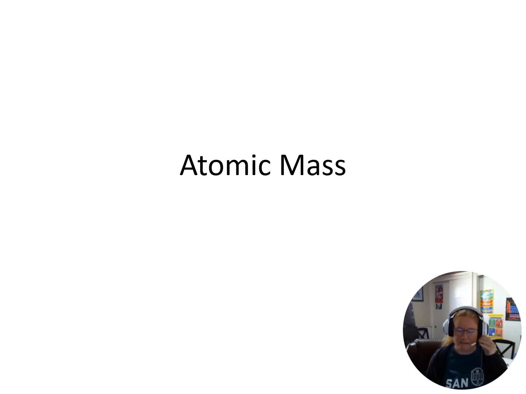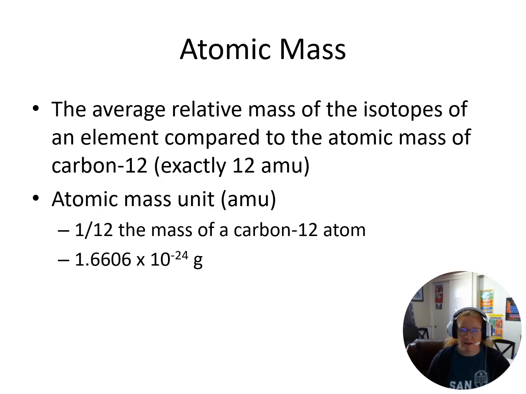Let's take a look at atomic mass and understand how we get the numbers that we get for mass on the periodic table. So when we look at atomic mass, we are comparing things to carbon-12. Carbon-12 is incredibly abundant and super stable. So we're looking at the average relative mass of the isotopes of an element compared to carbon-12, which we've defined as exactly 12 AMU.